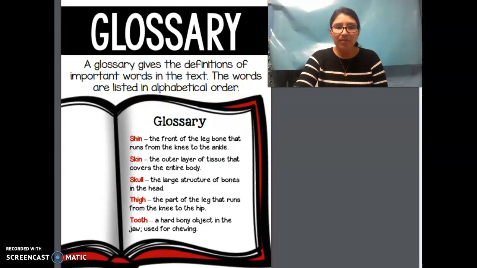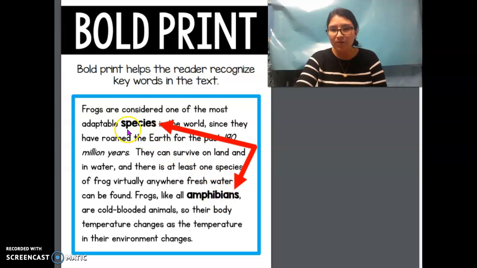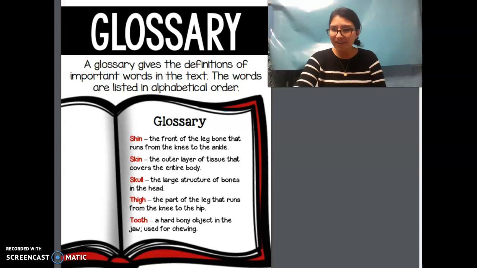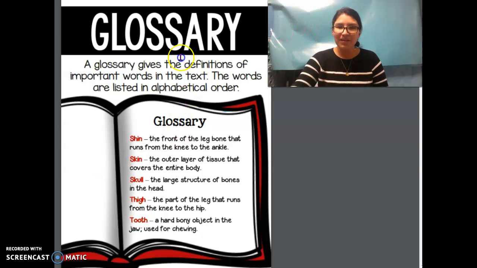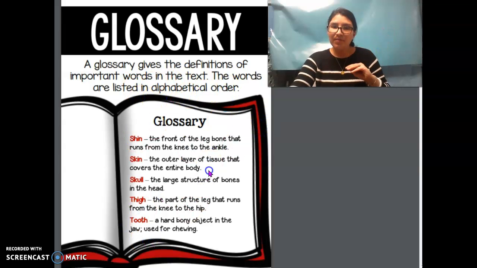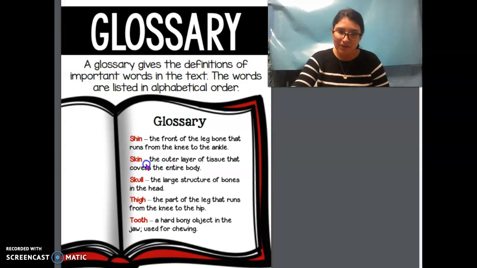Do you know these bold words, those bold print? Well, those are important words that we need to know. Where can you find the definition, the meaning of those words? In the glossary. And where's the glossary located? The beginning of the book, middle of the book, or at the end? It's located at the end of the book. So here is the word again, glossary. A glossary gives the definitions, meaning the meaning of the word, of these important words in the text. The words are listed in alphabetical order, so they go by the ABCs, right? So here's just an example. All right, so that's glossary.